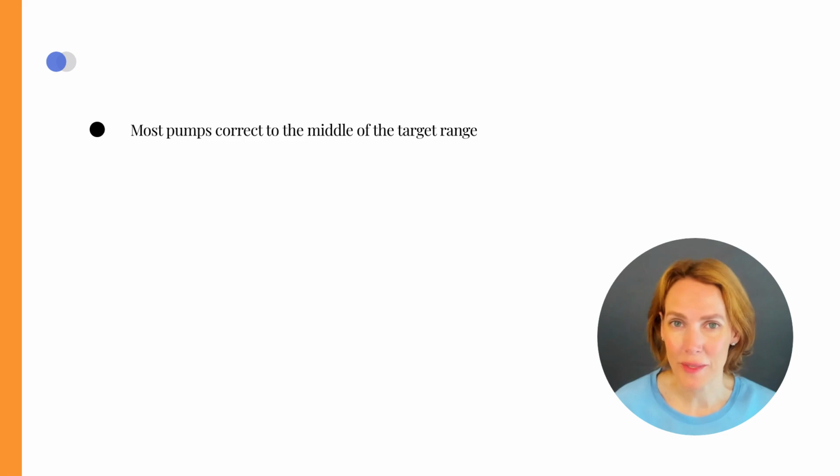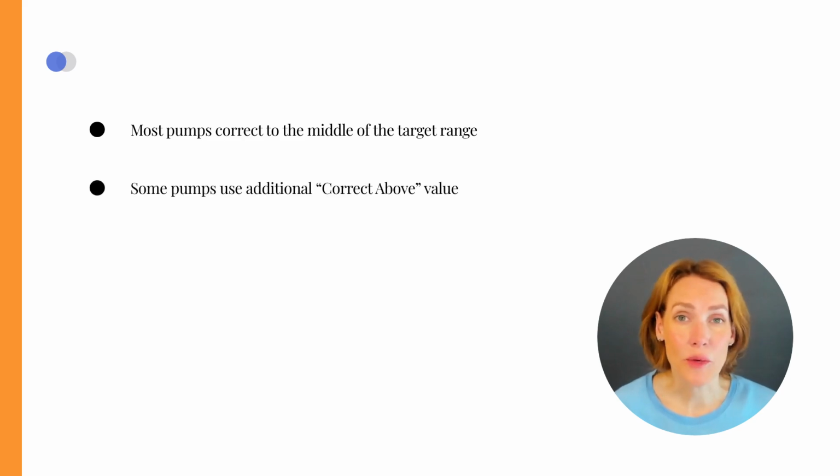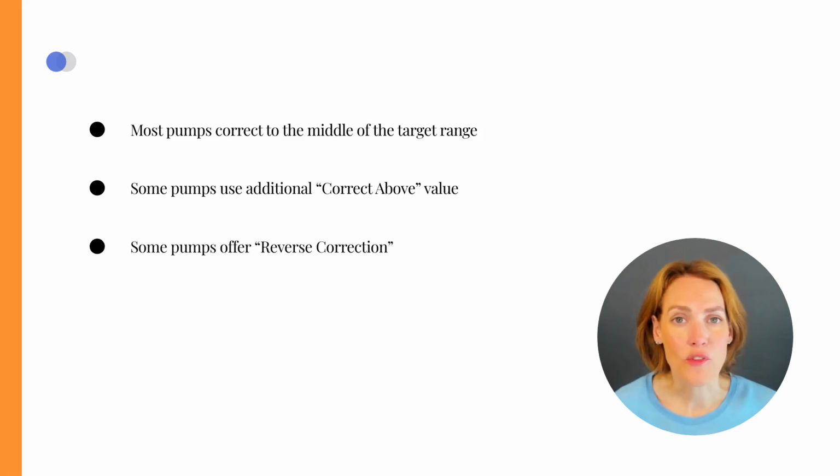Depending on the type of insulin pump, the bolus calculator may use the target value differently. Most pumps will correct to the middle of the target range. Some pumps, like the Omnipod Dash, also have a correct above value, indicating when a correction will be applied. Some pumps also offer an option for reverse correction, subtracting insulin if the current blood sugar level is lower than the target.